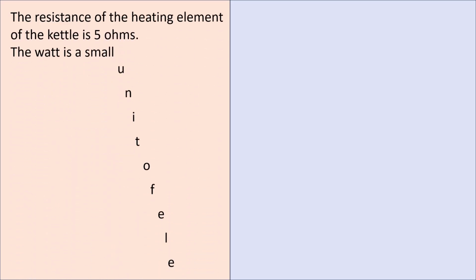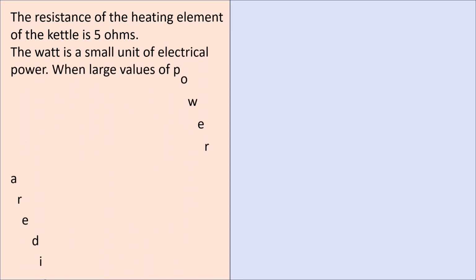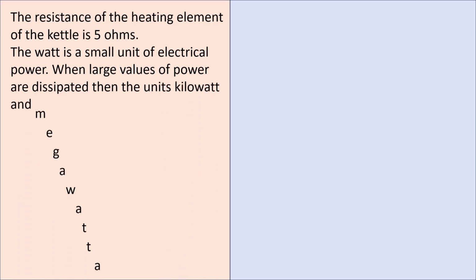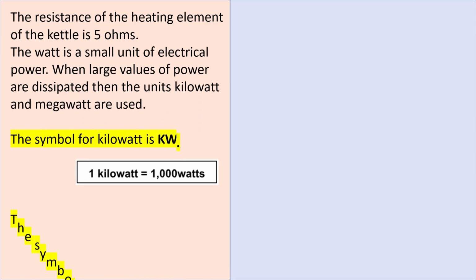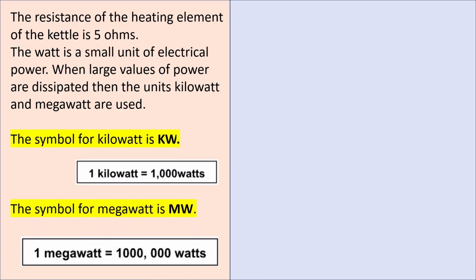The watt is a small unit of electrical power. When large values of power are dissipated, then the units kilowatt and megawatt are used. The symbol for kilowatt is kW. 1 kilowatt equals 1000 watts. The symbol for megawatt is MW. 1 megawatt equals 1 million watts.